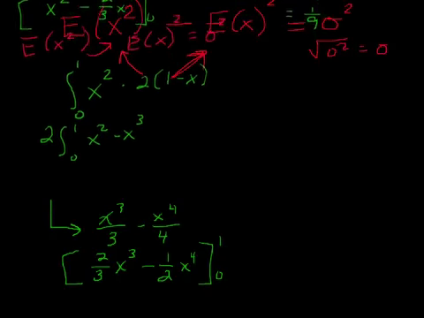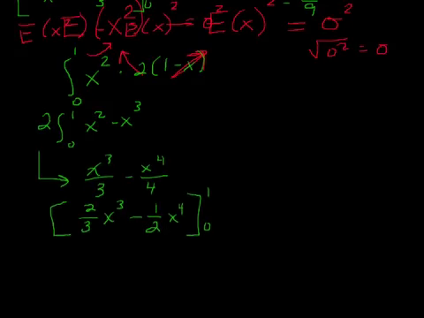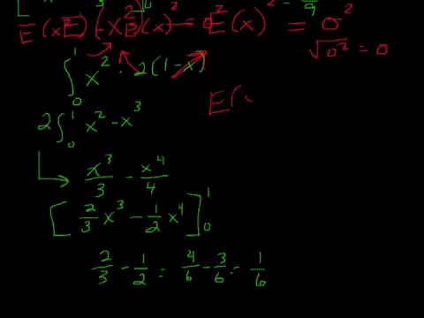I got to do it in parts. So you go there, you go there. And I get 2/3 minus 1/2. Get a common denominator there. You got 4/6 minus 3/6. So that gives me 1/6. So if I plug it into the formula, expected value of x squared minus expected value of x, that quantity squared, that gives me the variance. So my expected value of x squared is 1/6.